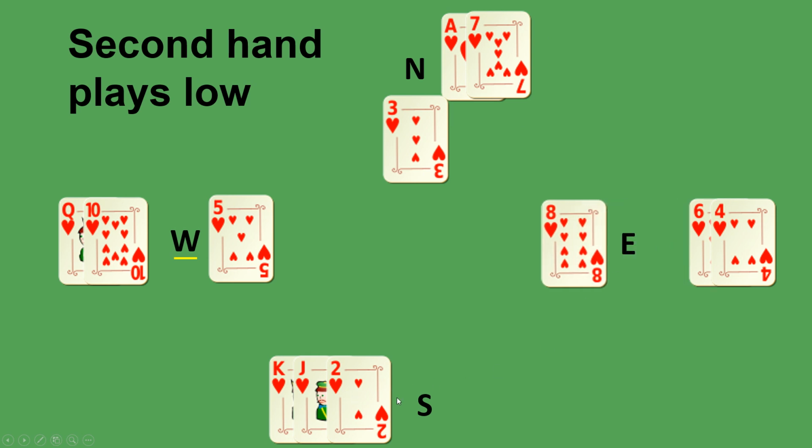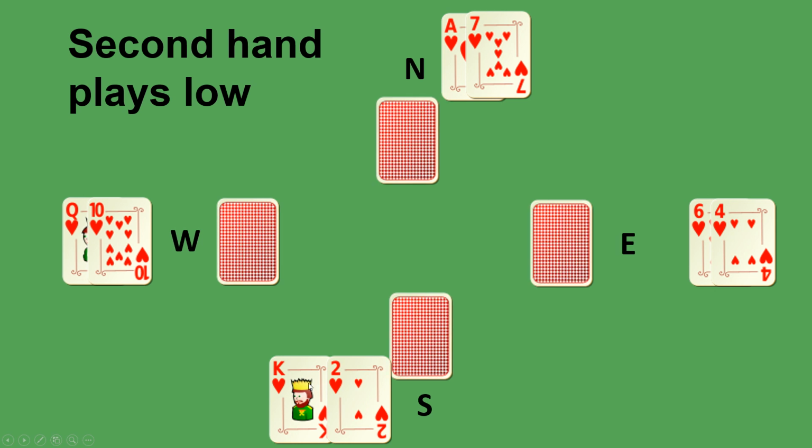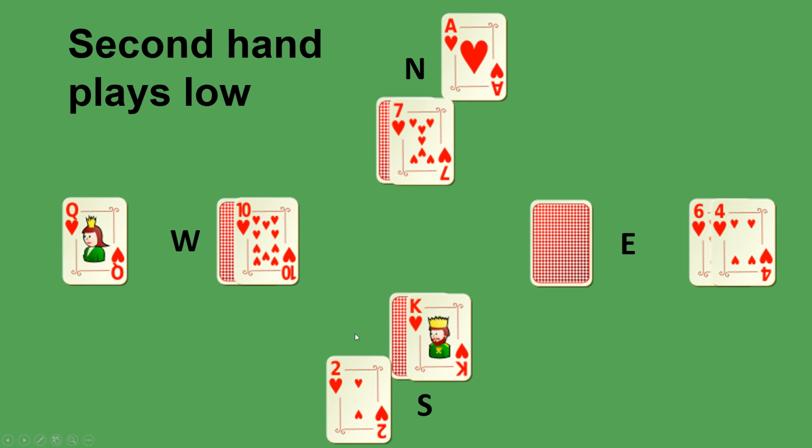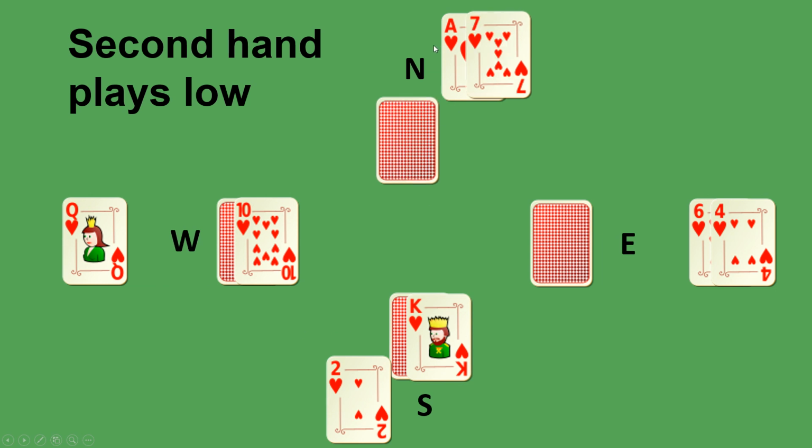And South wins the trick with his cheapest card. He needs to beat the 8, so he plays the jack. North-South wins the trick. South now plays his king. And again, North is now third hand. South led, West is second hand. North is the third card to play.